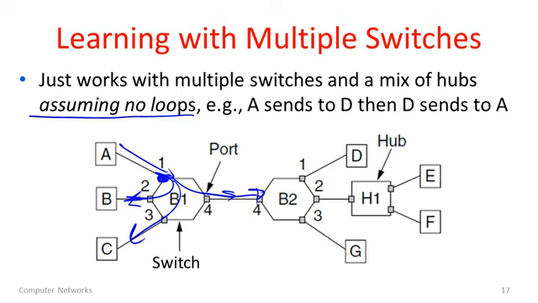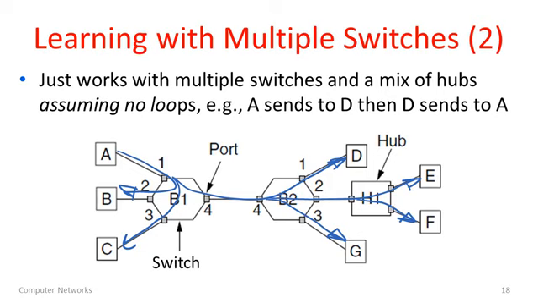But B2 runs exactly the same algorithm. It gets something in from A, destined to D. It's clueless also. It learns, hey, A is here. D, no idea. Well, we'll just send it out all of the ports. That's what we do. We broadcast if we don't know. It'll go to G. It'll go to D. Yes, that's what we wanted. It'll also go out here to the hub. The hub, by definition, wires everything together, so it will go out the other ports. It'll reach E and F. Wow. So A's frame went everywhere. But at least it got to D.